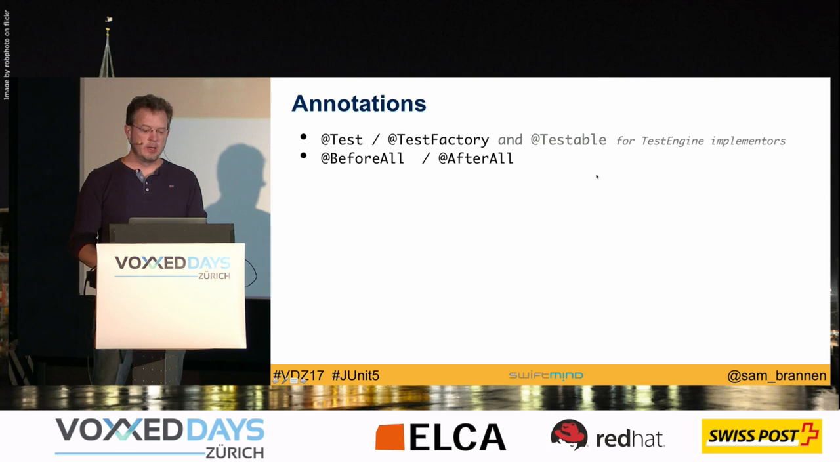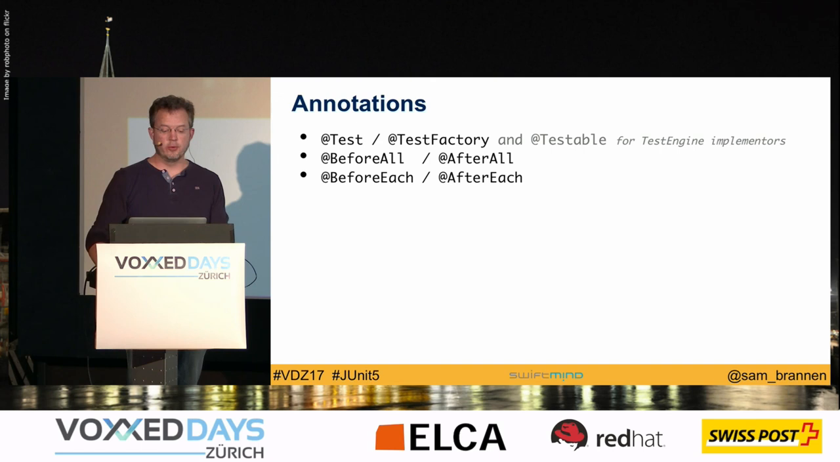So instead of @BeforeClass and @AfterClass, like in JUnit 4, we have @BeforeAll and @AfterAll, because we have a different abstraction there about containers. And then instead of @Before and @After, we have @BeforeEach and @AfterEach. So those map one to one.